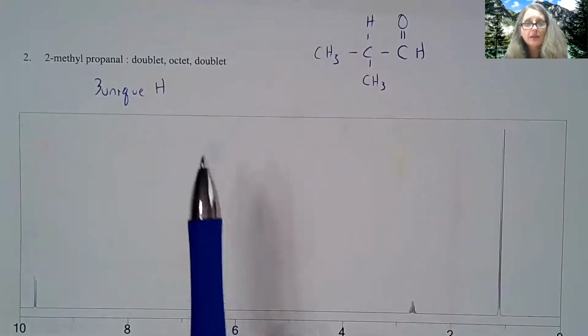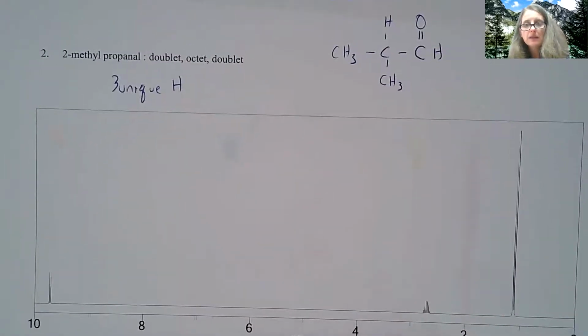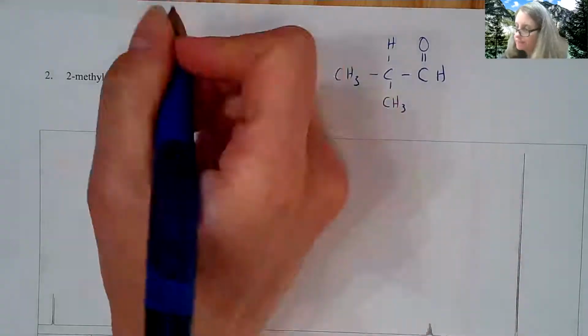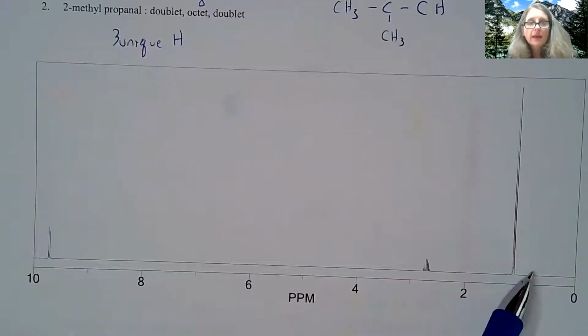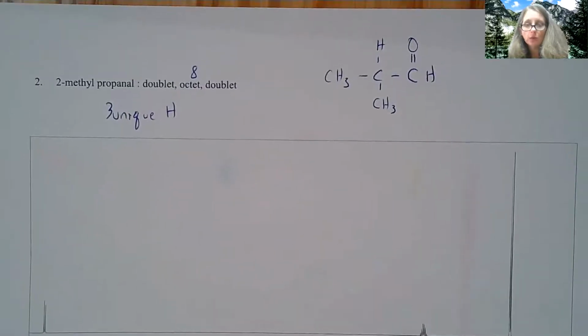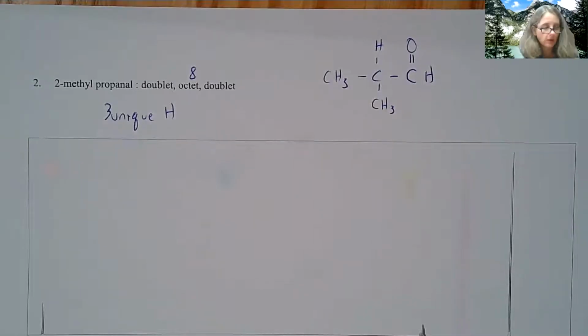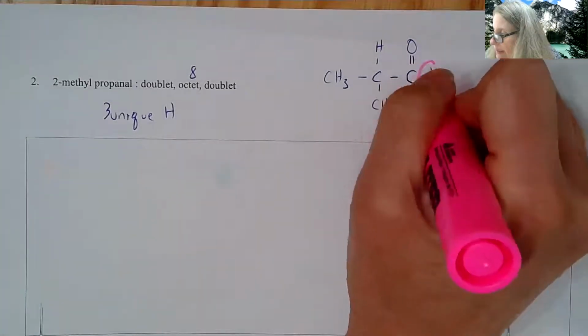So I have the NMR. I have a doublet, so that's a doublet way down there. This is an octet, so that means 8. And then I have another doublet around 1, a little north of 1. And look at the size of the peaks as well. All right, so I have 3 unique hydrogens. So I'm going to color in what I think my unique hydrogens are.